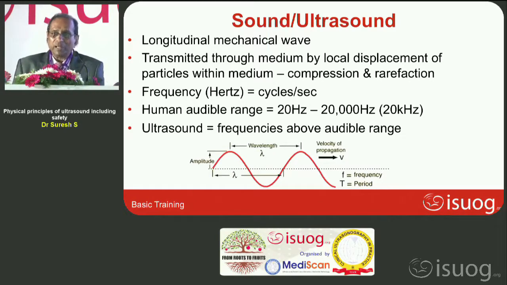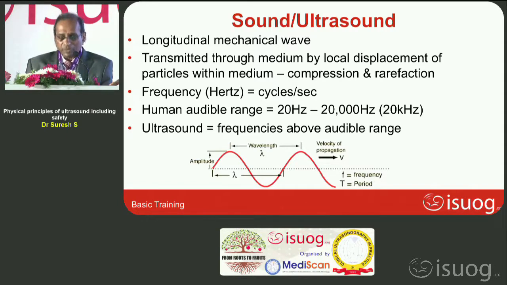And we describe the sound in terms of frequency. Frequency is nothing but number of cycles per second. If you take one particle going up to a crest and down to a trough and completes one cycle, this is called one cycle of sound, and the number of cycles in 1 second is called frequency. Now, why do we need to know about frequency? The human audible range is from 20 cycles per second or 20 hertz to 20,000 cycles per second or 20 kilohertz. So ultrasound are frequencies above the audible range.